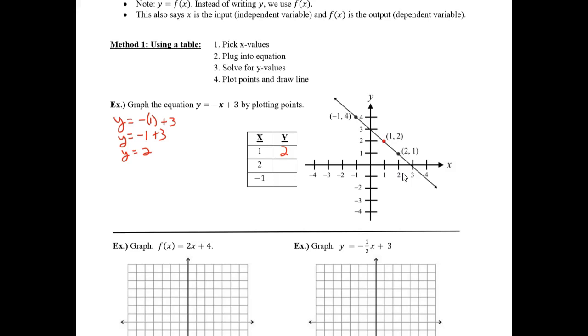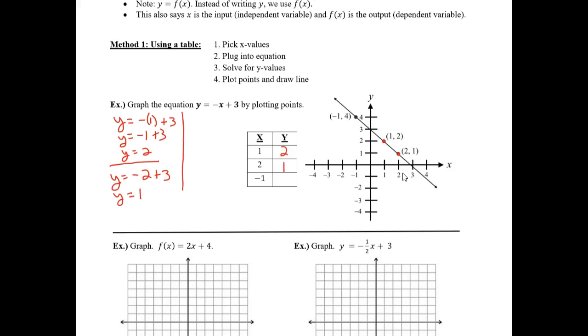If I go to the next one, I'm going to let x equal 2. So not losing that negative. And simplifying. So negative 2 plus 3 is a positive 1. That gives me the ordered pair 2, 1. From the origin, I move right 2, up 1. I get the second point. Technically, you only need 2 points to make a line. The third point is generally a check on yourself to make sure you did your math correct.